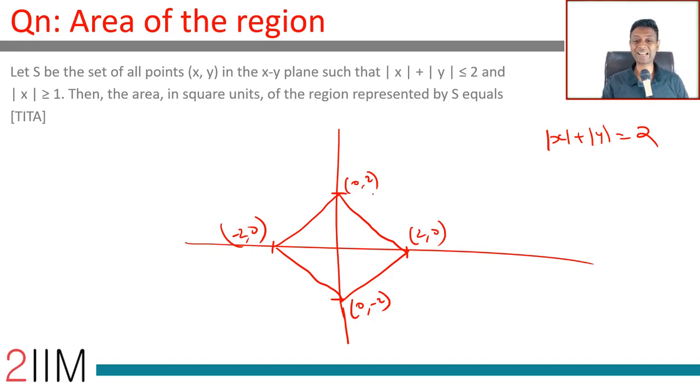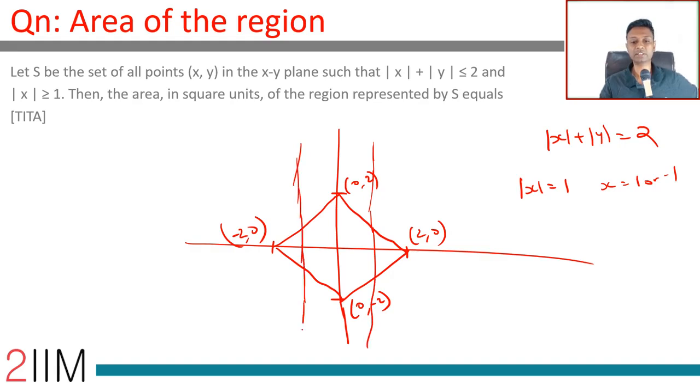And mod x is greater than or equal to 1. Mod x equal to 1 will happen when x is 1 or minus 1. And so mod x is greater than or equal to 1. That is, mod x equal to 1, x equal to 1 would be a line like this. X equal to minus 1 would be a line like this. Mod x greater than or equal to 1 would be either this region or this region. Mod x plus mod y less than or equal to 2 is the square, which is tilted and makes look like a diamond. Then the area in square units represented by S.